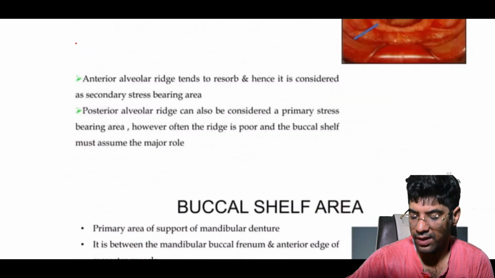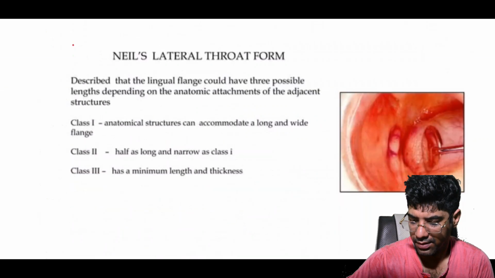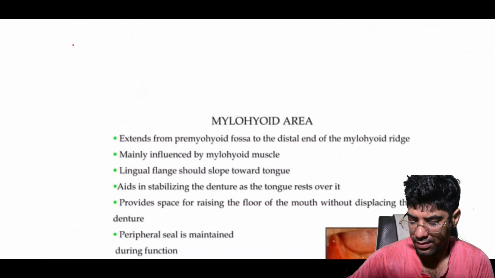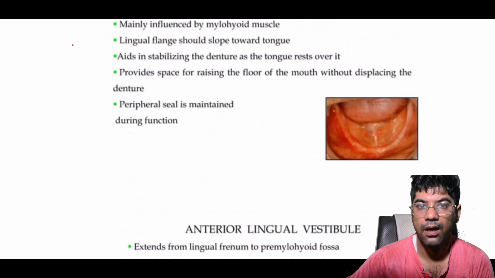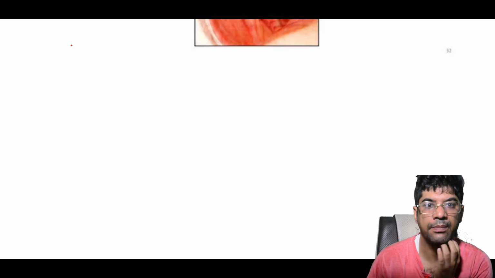Next is the pterygomandibular raphe. The pterygomandibular raphe extends from the hamular process of the medial pterygoid plate to the mylohyoid ridge. It is a site for attachment of the superior constrictor and the buccinator muscle.